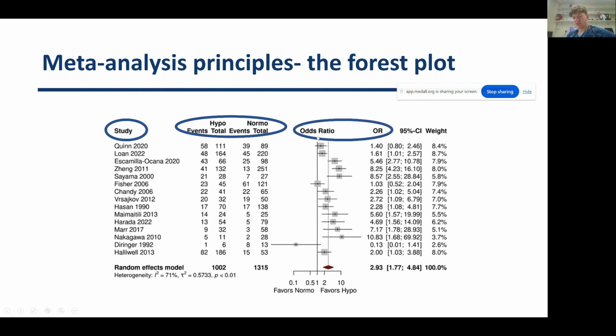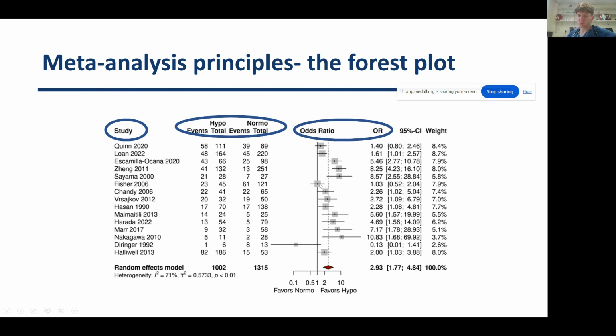And if you plot it the right way, you'll see a bunch of squares and box and whiskers. This is the odds ratio. Using the Quinn study as an example, it's 1.4. So in this group, the hyponatremia group are 1.4 times more likely to develop vasospasm than the normonatremia group, and the confidence interval is shown there. So it's 0.8 to 2.46. That's just shown by the boxes.